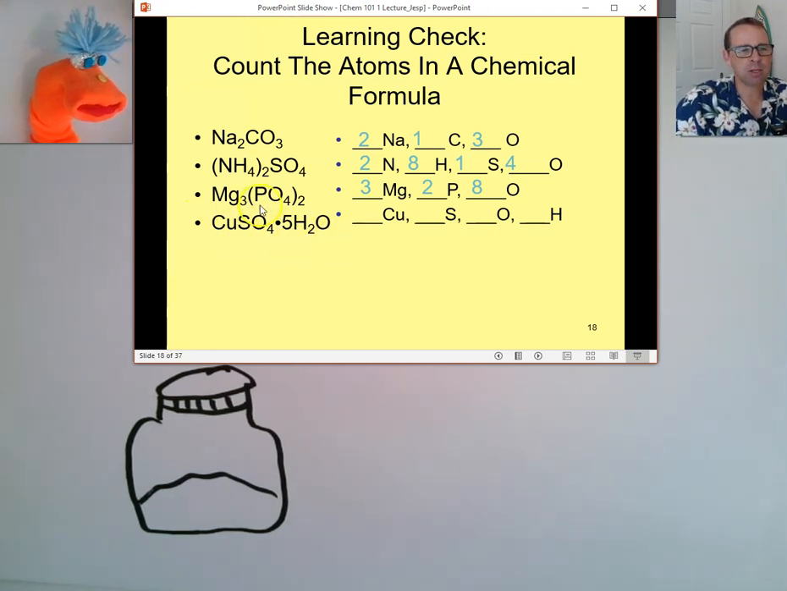So, in this statement here, I have 1 copper, 1 sulfur, 4 oxygens here, but then I have 5 H2Os, so that means 10 hydrogens and 5 additional oxygens. So there's just going to be 1 copper, there's going to be 1 sulfur, and then there's going to be 4 plus the 5, so 9 oxygens, and the 10 hydrogens. Okay, did you get that? I think I got it. Very good. All right, good work today.